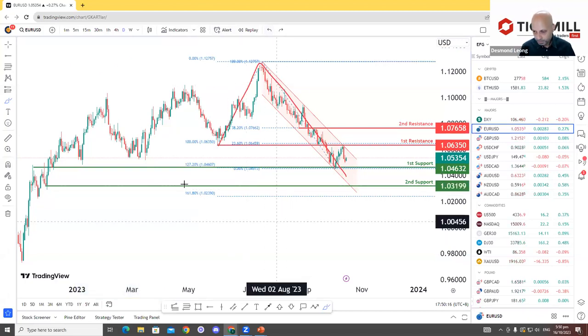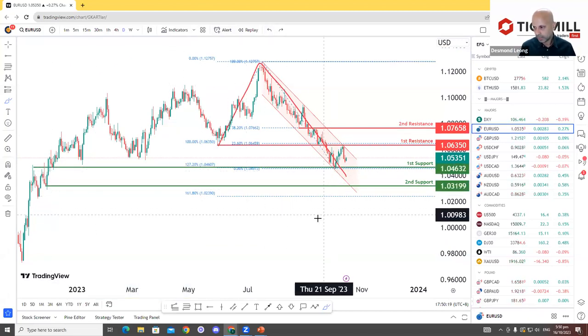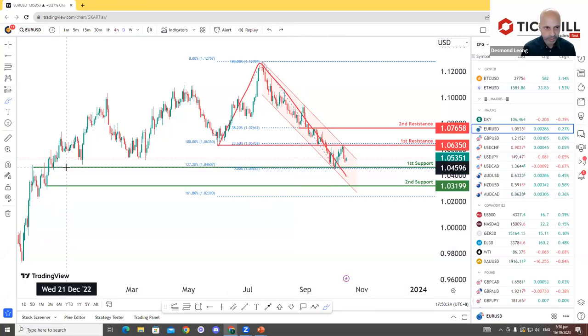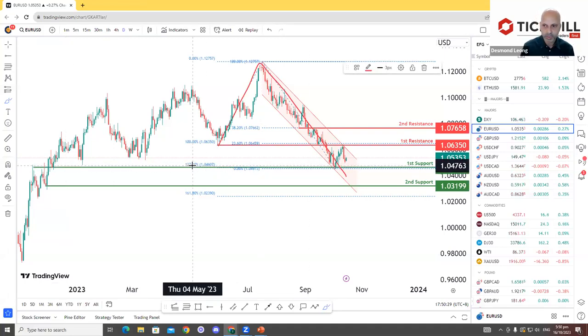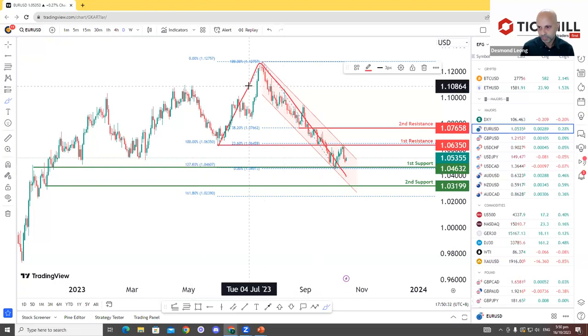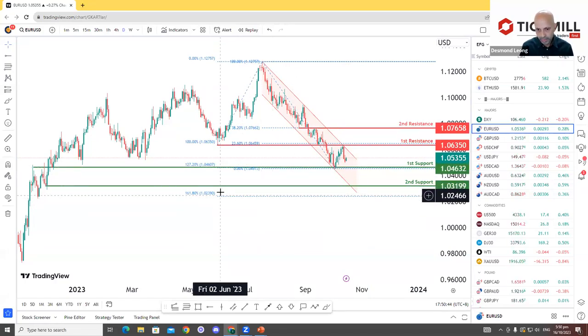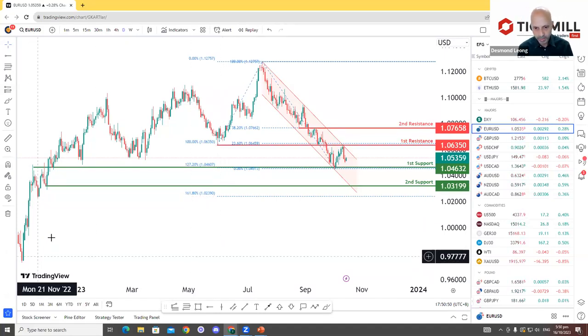We can see that not only is the first support at 1.0463 identified as a significant overlap support level, it also aligns very well with the 137% Fibonacci extension level. And if you look at where the 161% Fibonacci extension level lies, it also lines up very well with this pullback support here as well.